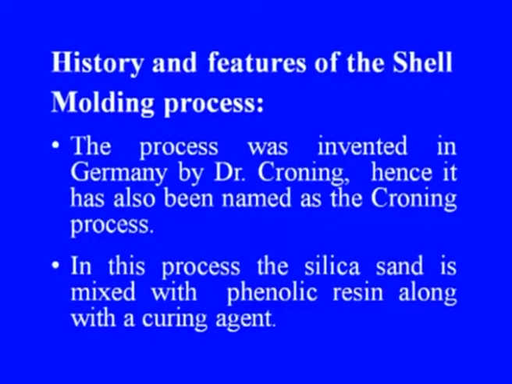Welcome to this session on cell molding process under the course Advanced Manufacturing Processes. Let us first look into a brief history and features of this cell molding process. This process was invented in Germany by Dr. Kroning. Hence, it has also been named as the Kroning process. In this process, the silica sand is mixed with phenolic resin along with a curing agent.